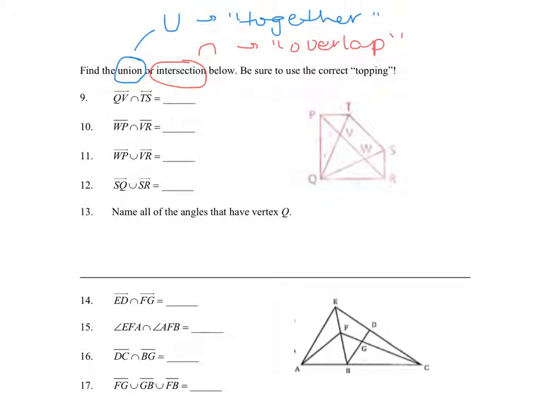Okay, so the first one asks us for the intersection of ray QV and line TS. So I think it's actually helpful to draw right on top of the figure, right? Ray QV goes like this. And then line TS is this way. And we're looking for intersection, so we're looking for the overlap. Well, the only place they overlap is right here on point T. So the intersection of ray QV and line TS is point T.